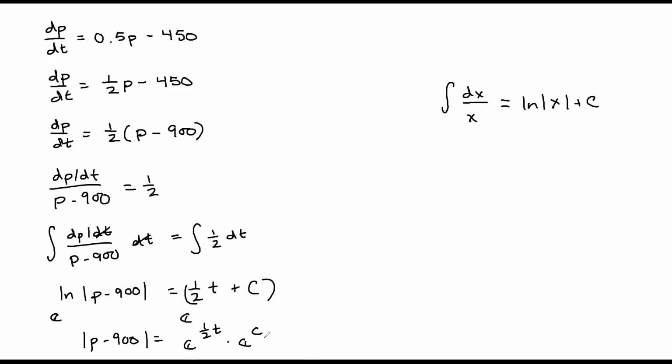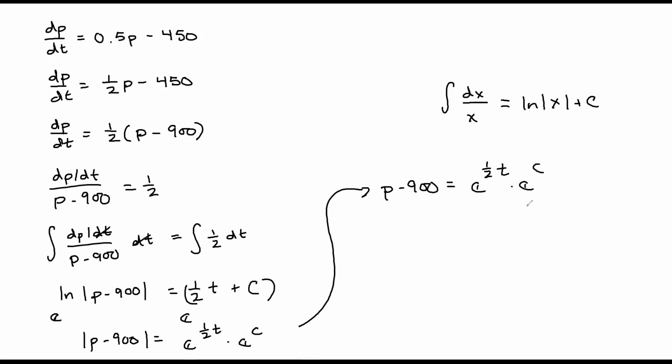And now notice both on the right-hand side, these are both exponential functions, so they're both positive. That allows us to remove the absolute values. So we've got P minus 900 equals e to the 1/2 t times e to the C.